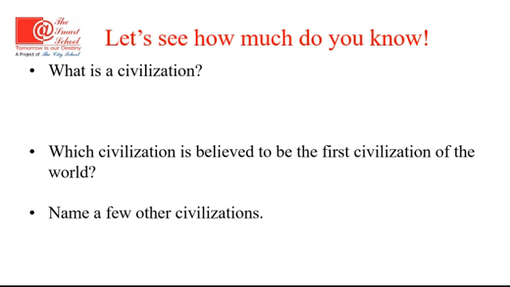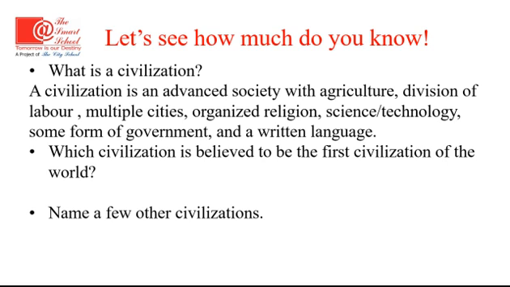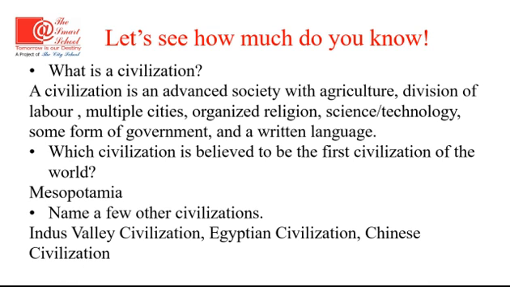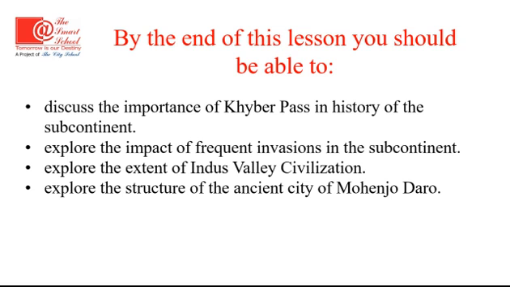What is a civilization? Yes, a civilization is an advanced society with agriculture, division of labor, multiple cities, organized religion, science, technology, some form of government, and a written language. Now, which civilization is believed to be the first civilization of the world? Yes, it is Mesopotamia. Can you name a few other civilizations of the world? Indus Valley Civilization, Egyptian Civilization, Chinese Civilization, and many more.